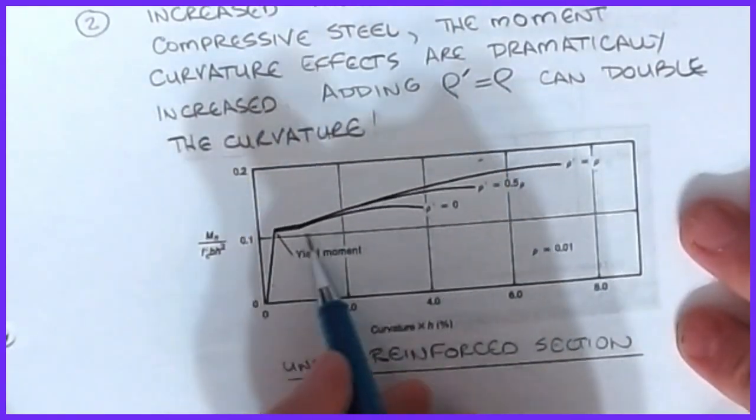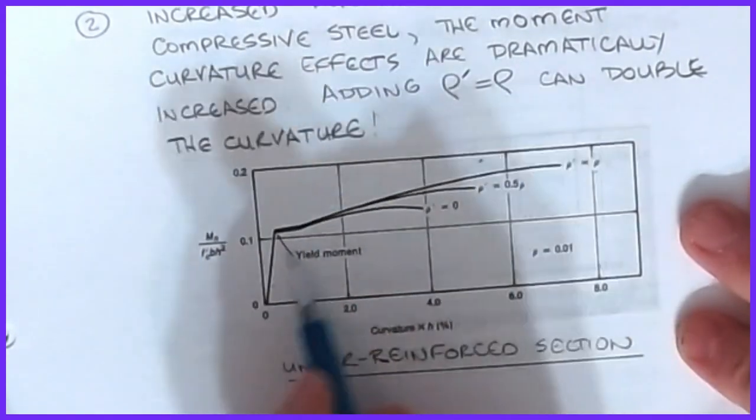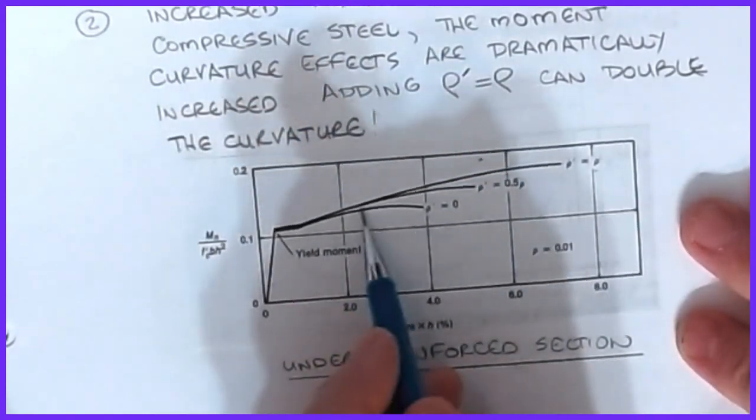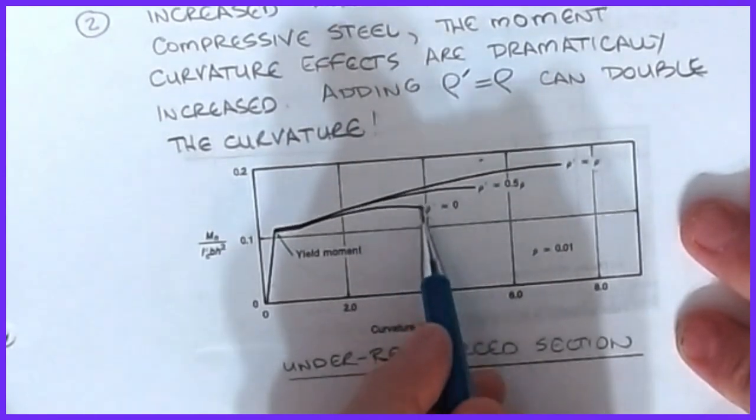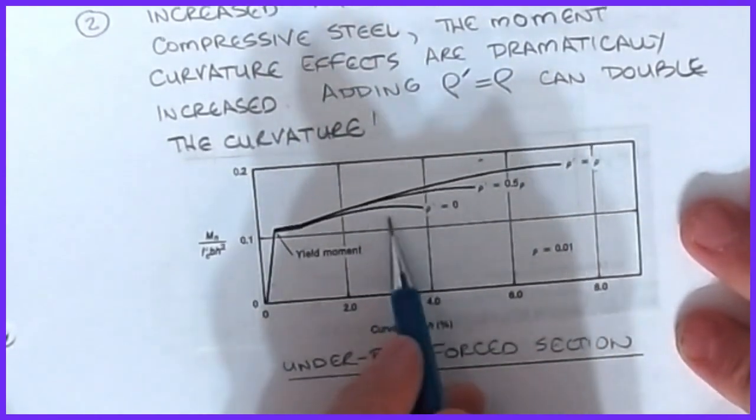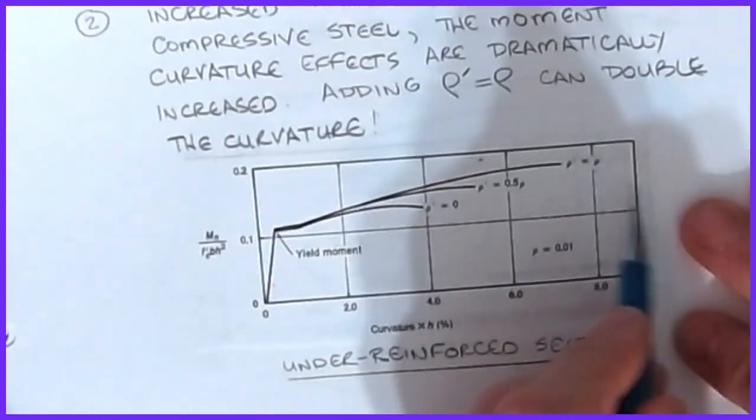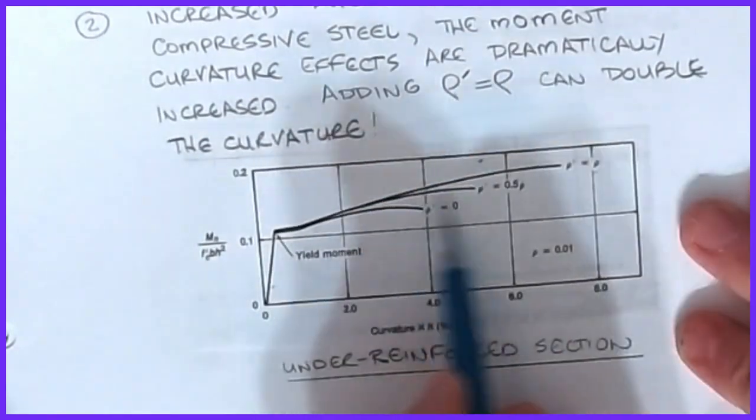Now, you notice that the moment curvature relationship doesn't really change a lot. It's still following the same basic path up here, because there's not a lot of difference there. There is a little bit, but not a huge amount. But it's the length of this thing, that curvature item, that's huge.